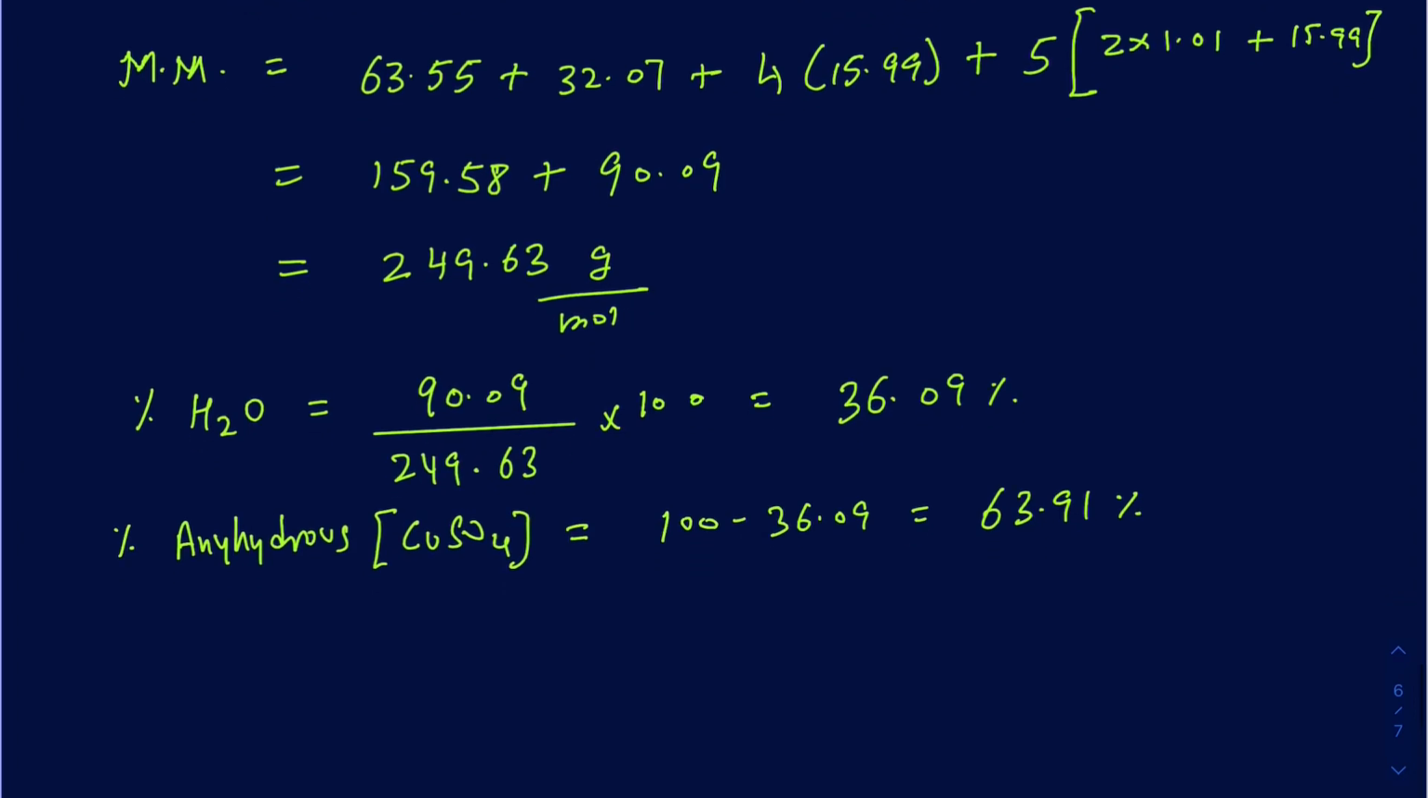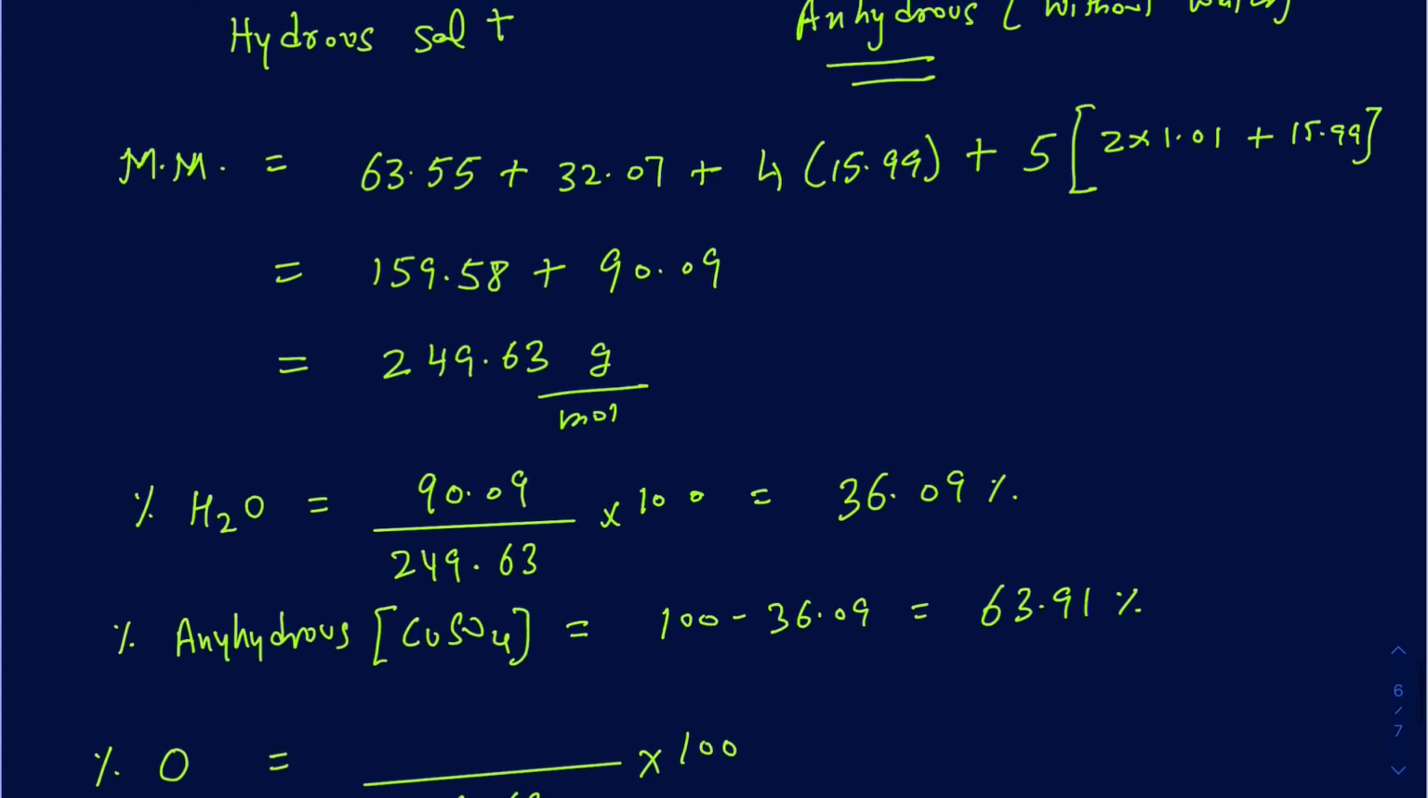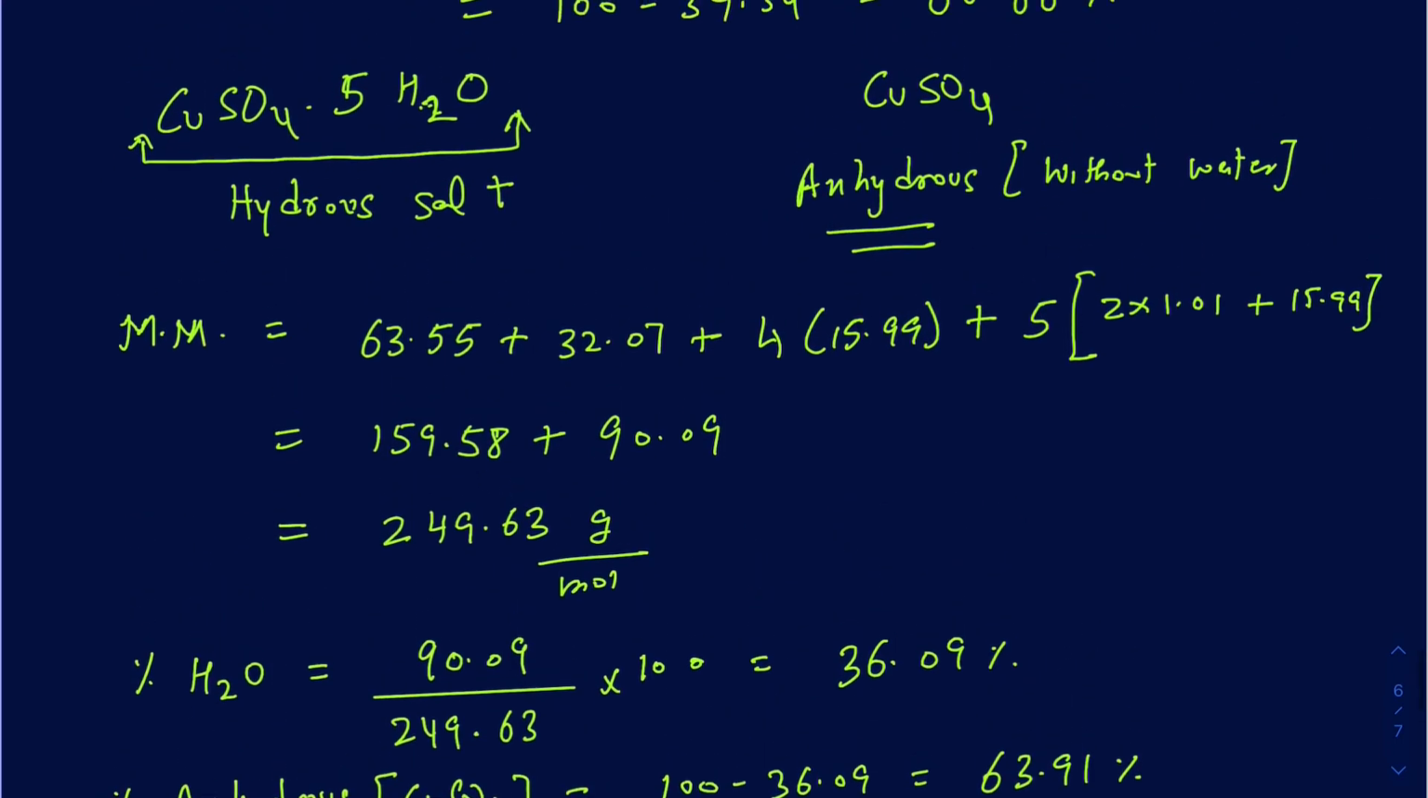Okay, well, let me make this question a little bit complicated. What if they ask you to figure out the percent oxygen in there? Well, that's going to be the mass of the oxygen divided by the molar mass, which is 249.63 times 100. Now we have to go back and figure out what the mass of the oxygen is going to be. Each oxygen is going to be 15.99. That's the atomic mass, but I have to figure out how many oxygens are actually there.